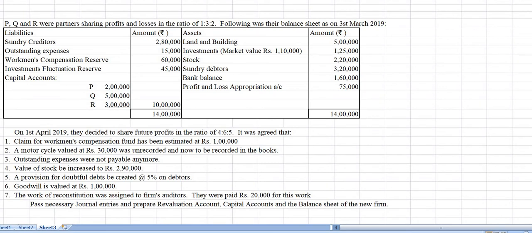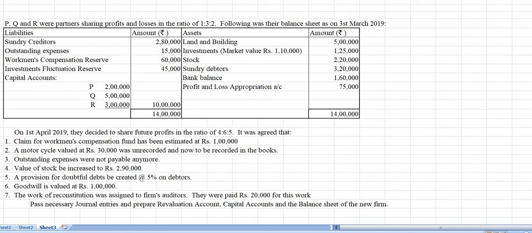Provision for doubtful debts is to be created at 5% on debtors. We have debtors of 3,20,000. It's 5%, that means 16,000 is the provision for doubtful debts we have to create. That means debtors decrease, or we can assume liability increases. Goodwill is to be valued at 1 lakh rupees. So the sacrificing partner has to be compensated by the gaining partner. For that we have to find out the sacrificing and gaining ratio share.